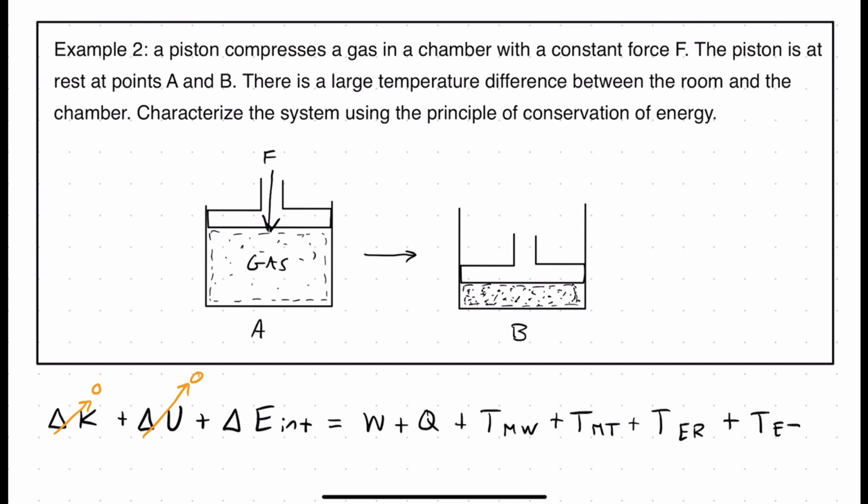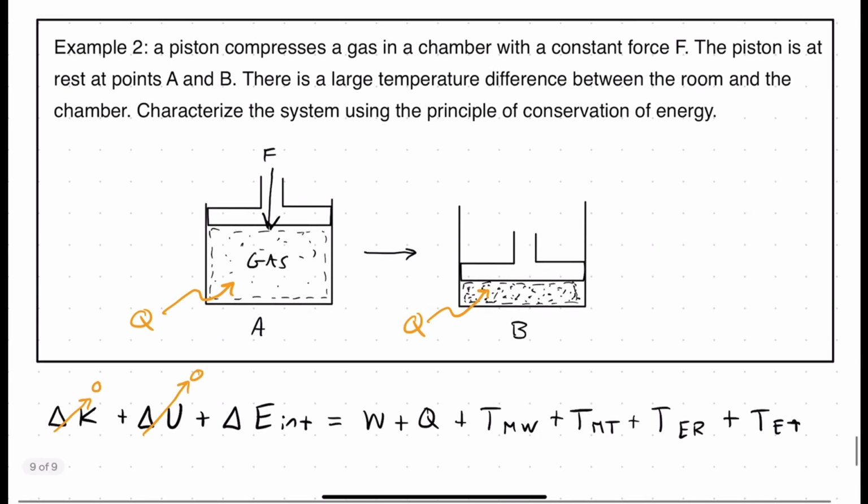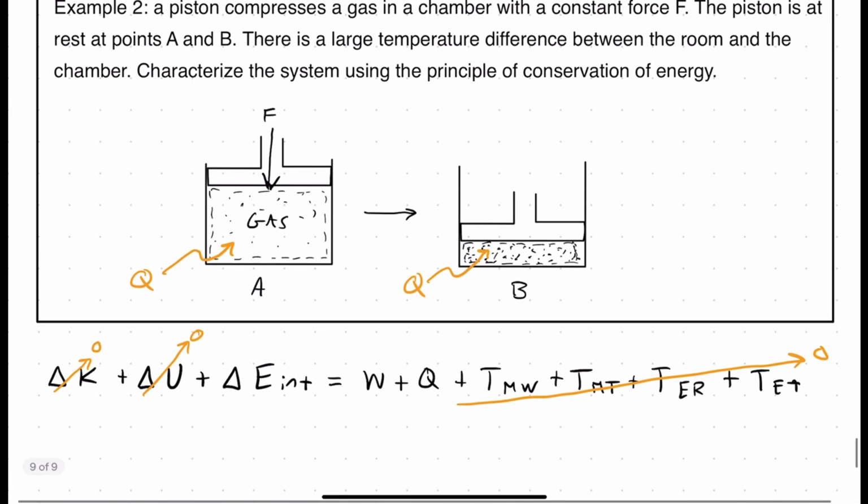We also know that there's a large temperature difference between the room and the chamber. So we don't know what direction that goes because the problem doesn't tell us. But there is some heat transfer going on here. And similarly to the first problem, there is no mention of any of these other T terms. So we'll give that a long cross out. Now, what are we left with?